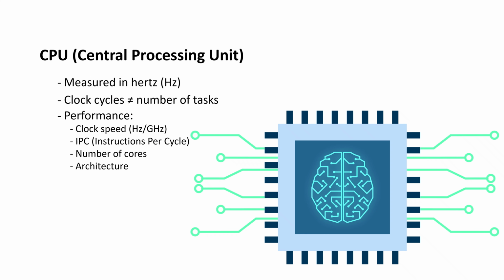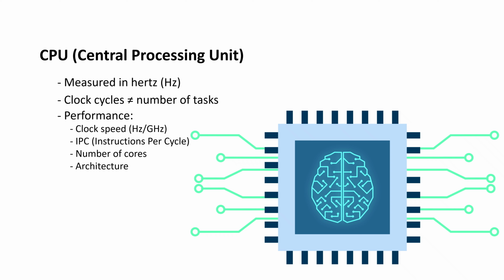CPU stands for Central Processing Unit. It's one of the motherboard's children and is considered the brain of the computer. Just like our brain, the CPU receives data, processes it, makes decisions, and then executes instructions. As we discussed before, CPUs are measured in hertz. Nowadays, they operate in gigahertz. The higher the hertz, the more clock cycles the CPU can perform per second.